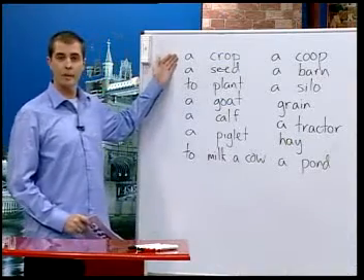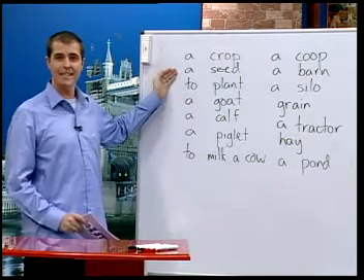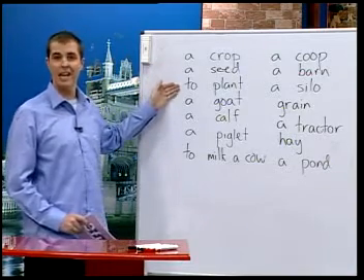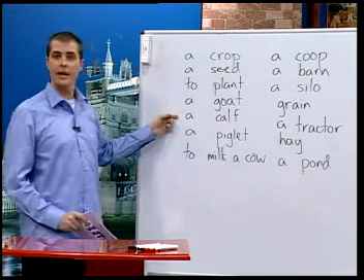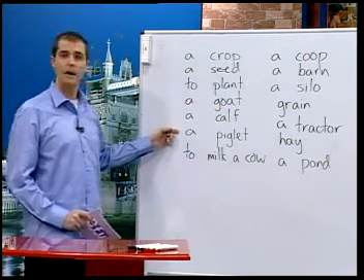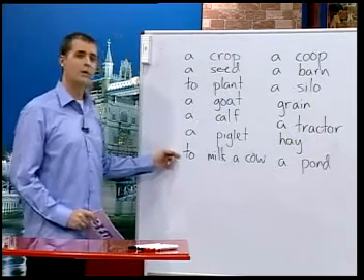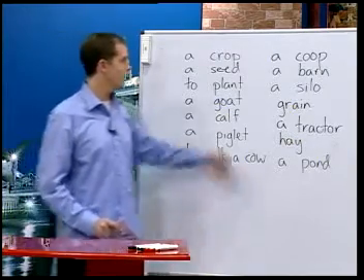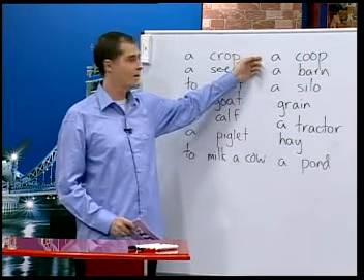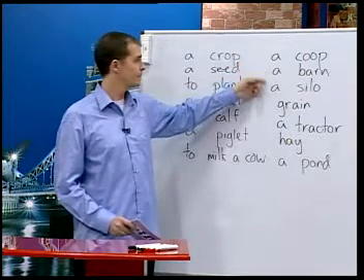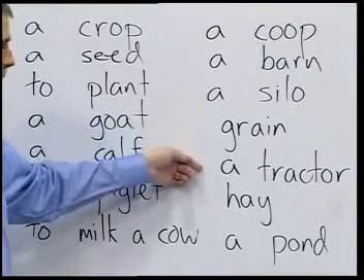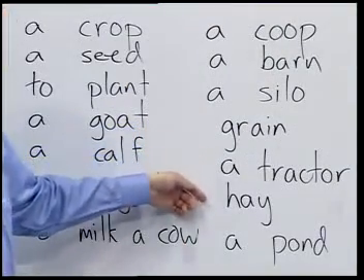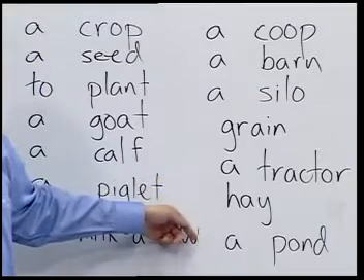So let's repeat these words. First we have a crop, a seed, to plant, a goat, here is a calf, a piglet, to milk a cow, over here, a coop, a barn, a silo, grain, a tractor, hay, and a pond.